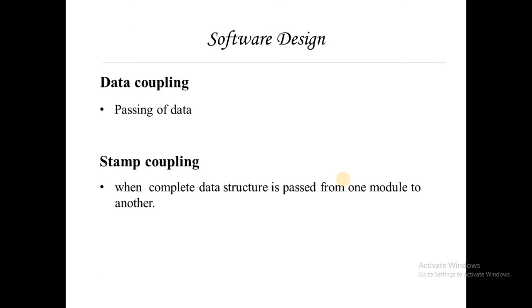Data coupling, as its name implies: suppose there are two modules A and B. Module A sends or passes data to module B, or in another case, module B can send data to module A. This is called data coupling, the passing of data between the modules. Stamp coupling: when a complete data structure is passed from one module to another module, we call it stamp coupling.